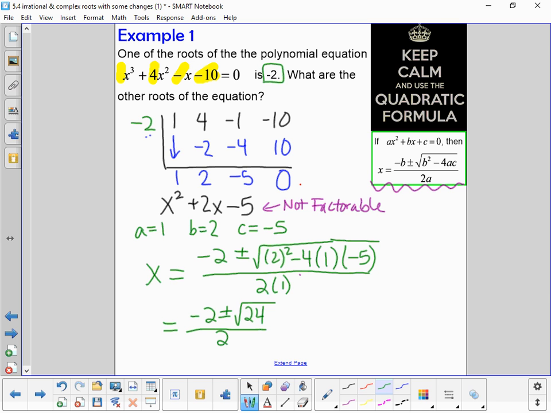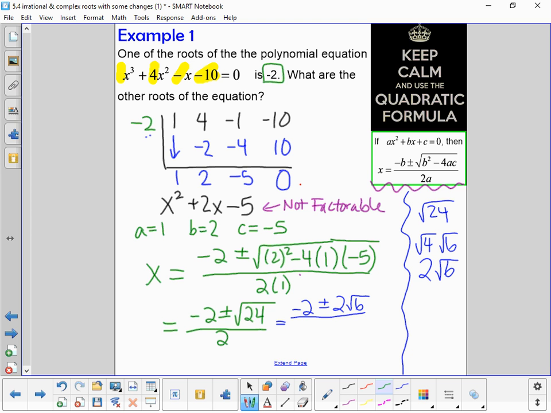Square root 24 is a radical that we can simplify. Root 24 is the same as root 4 times root 6. 24 is 4 times 6. We know the square root of 4 is 2, and so it simplifies to 2 root 6. So this is the same as -2 plus or minus 2 root 6 all over 2.